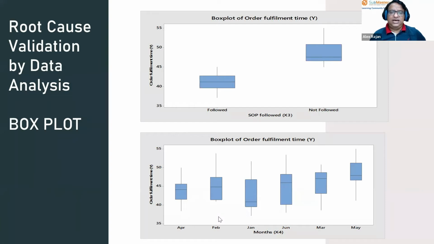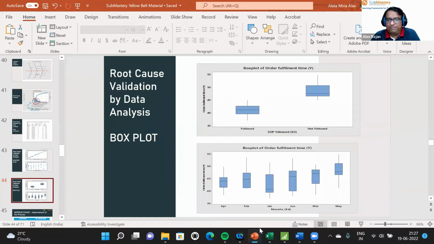But when we see months and order fulfillment, all the boxes are mostly in one region. There is some overlapping of the Y region, or the order fulfillment time, with common regions seen for those boxes. When common regions of Y are seen for the boxes, we say that the order fulfillment does not depend on months. That is how the comparison studies are done, where we look into the boxes and compare them.